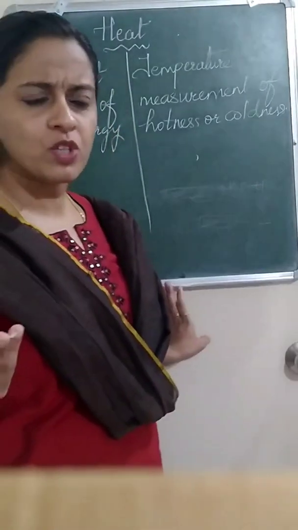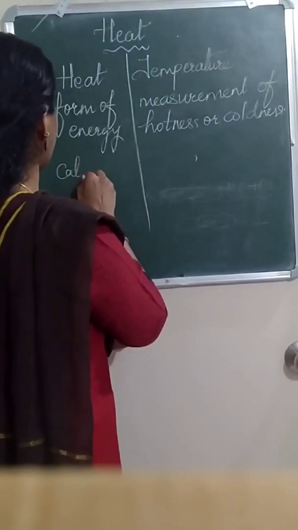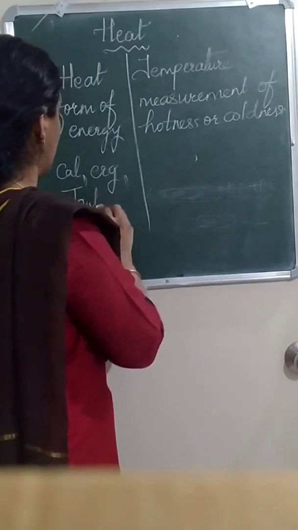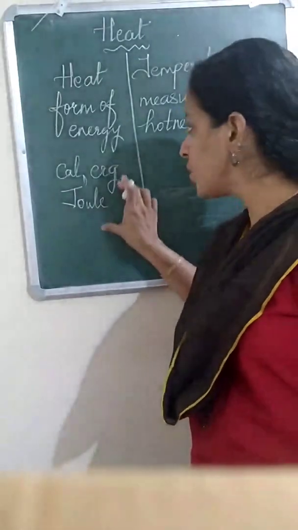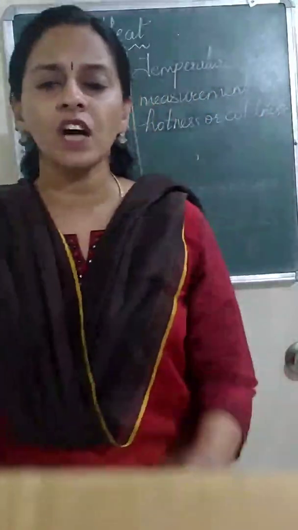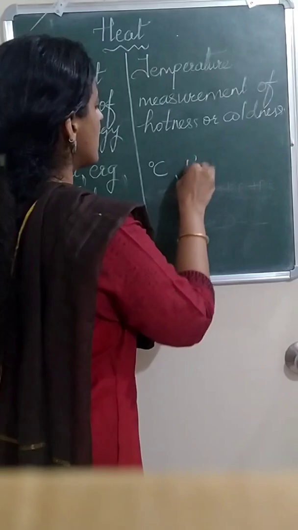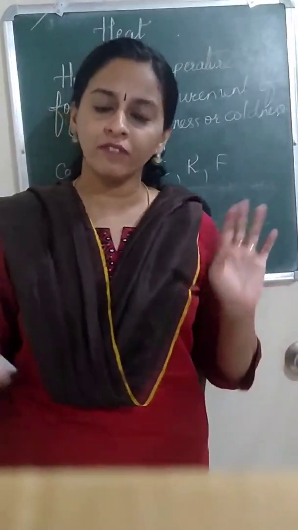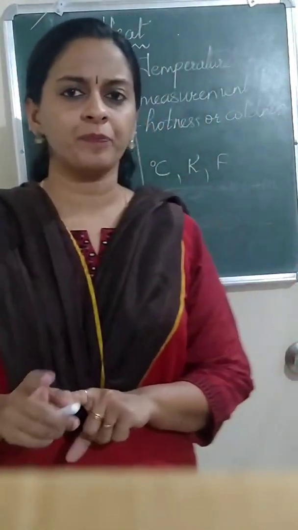Now, to explain heat in the form of energy, I gave you this example. Second point of distinguish, you can write a simple point. The unit of heat is calorie, erg, joule. Unit of energy is joule, calorie, erg. So, these all you can consider as units of heat. Whereas for temperature, how do you measure temperature? Temperature is measured in degrees Celsius, Kelvin, Fahrenheit. All these are the units of temperature. Did you understand the difference between heat and temperature?